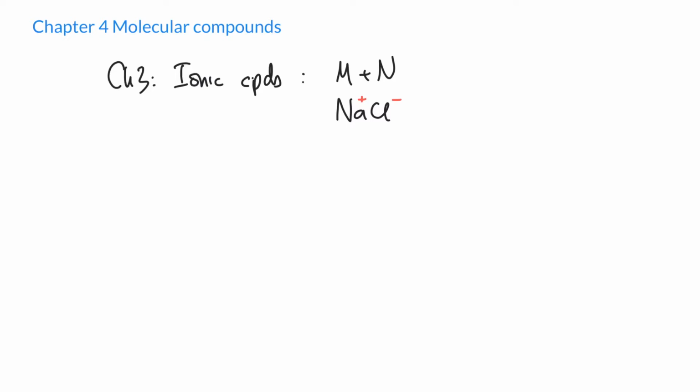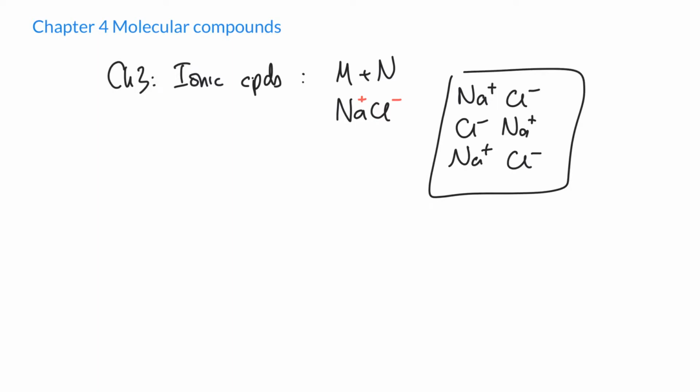And they pack together in an ionic crystal where the positives and the negatives basically do everything they can to stick next to each other. And so this might be a cross section of a very small sliver of an ionic compound. And this is very different than what we're going to see in this chapter. So, chapter 4 deals with molecular compounds.